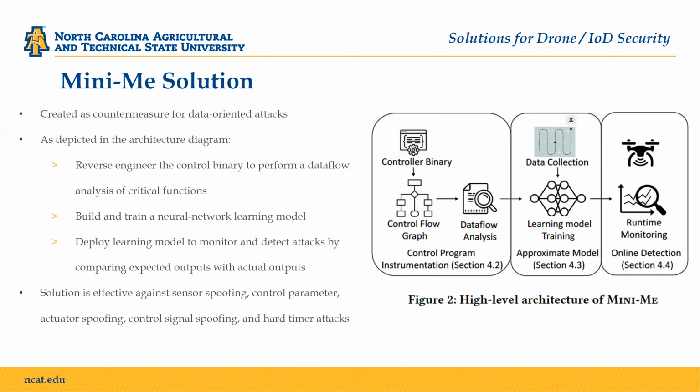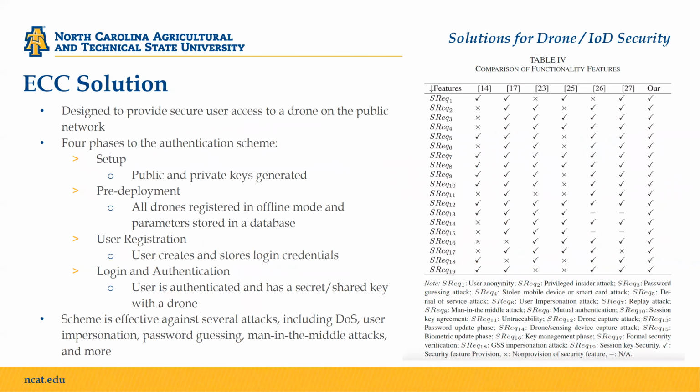By reverse engineering the control binary to leverage the drone's internal data flow and control variable dependencies, Mini-Me is able to train a neural network-based model as a replica of the original drone controller program. Mini-Me then runs this model to detect any deviations in the predicted control state and the actual control state, which can be the result of malicious activities. This solution has proven successful in detecting sensor spoofing, actuator spoofing, control signal spoofing, control parameter, and hard timer attacks.